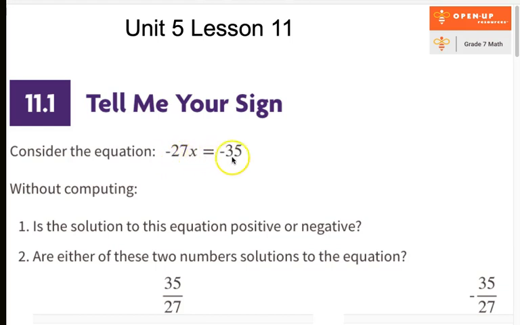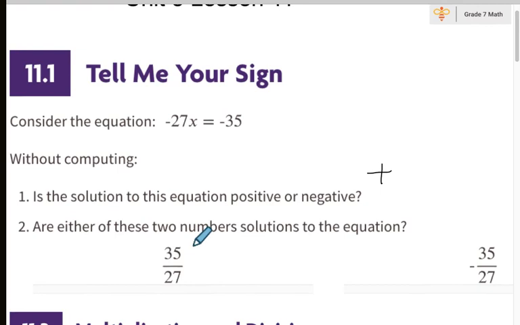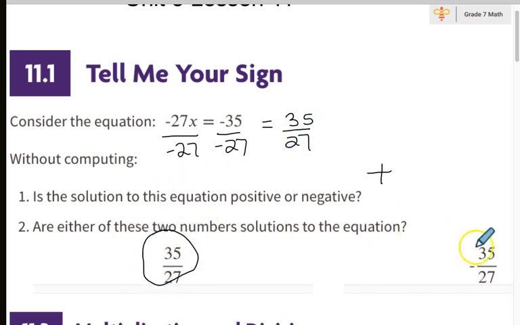Negative times something is a negative, so that means that x has to be positive. Negative times a positive is a negative. Are either of these two numbers solutions to the equation? Well, if I wanted to solve it, I would have to divide both sides by negative 27. Two negatives make a positive, so that is equal to 35 divided by 27. This answer is correct. This one is not because it's not a negative answer, so it couldn't be this one.